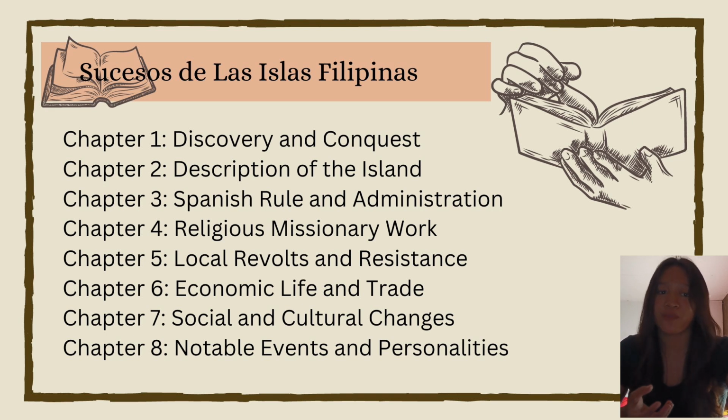The seventh chapter is Social and Cultural Changes. This explores the social changes brought by Spanish colonization, including the impact on indigenous social structure, culture, and daily life. For the last chapter, we have Notable Events and Personalities. It highlights significant events and notable figures in the Philippines during the Spanish colonial period, including battles, political developments, and key individuals who played important roles in the history of the islands.